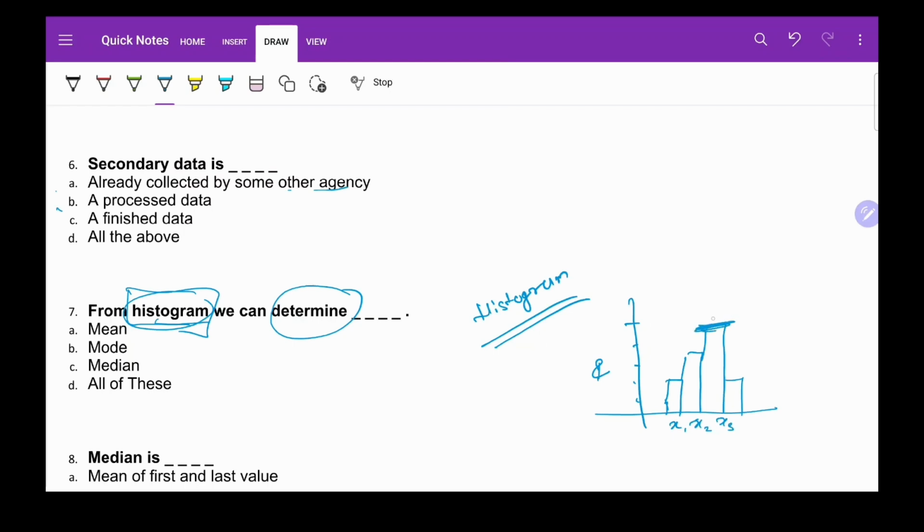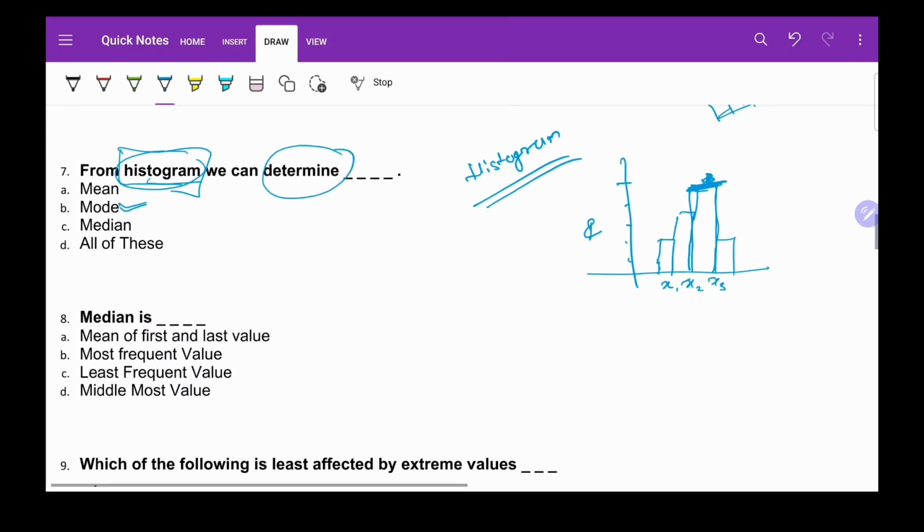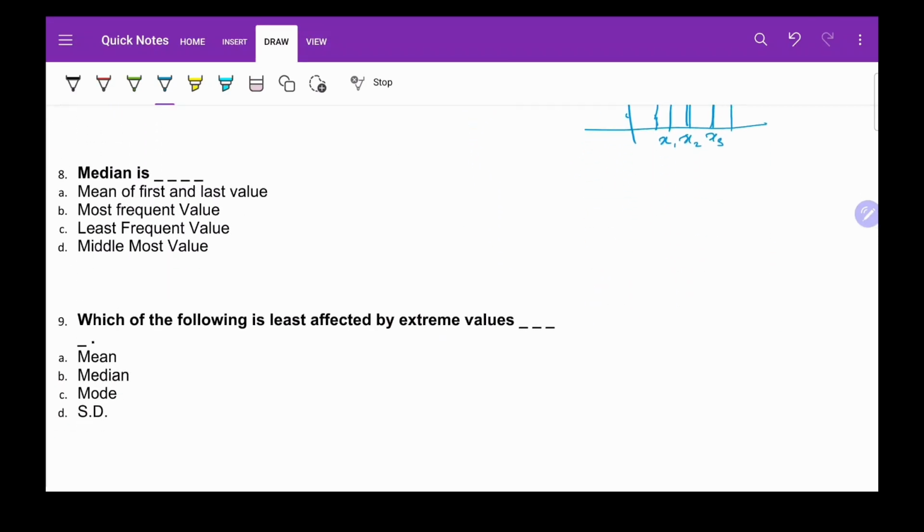So the highest value is the most occurring value or the most repetitive value, and we can directly see the highest value by just looking at that histogram. So the mode can be determined by using the histogram, since the highest bar will represent the modal value. The highest frequency of the data set is nothing but our mode. Then median.